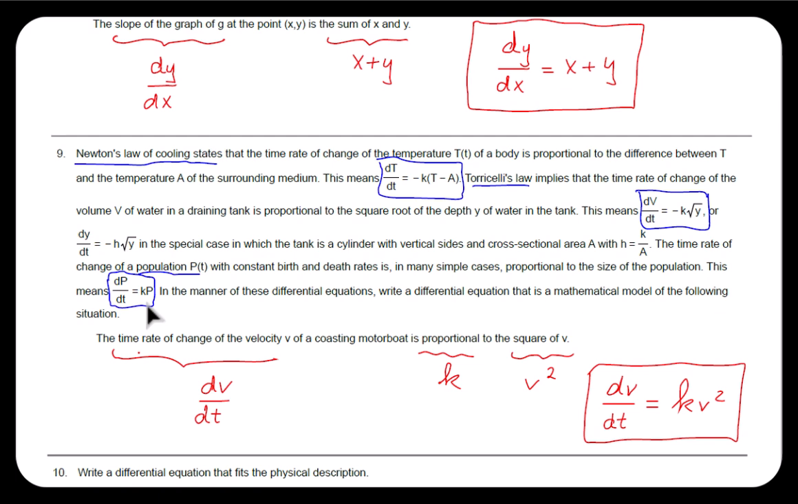And so finally, what is the question to all this? Well, if I have the time rate change of velocity of a coasting motorboat, it's proportional to the square of its velocity, and so we just write down the differential equation.